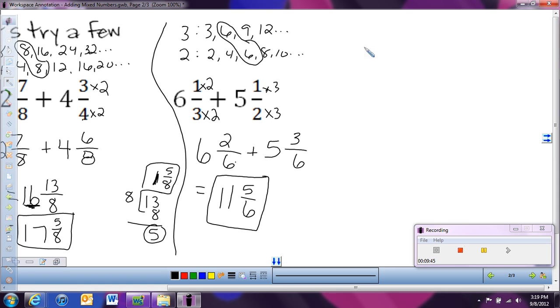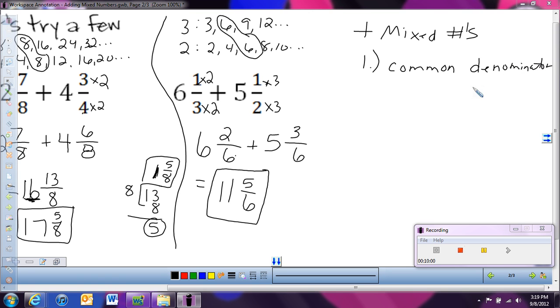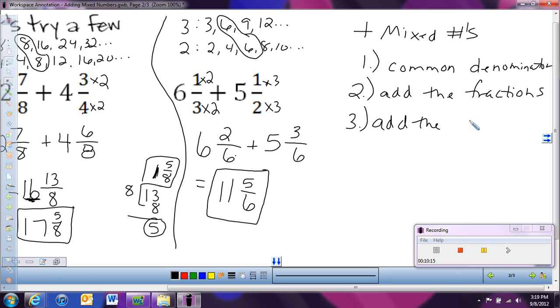So as a recap, when we're adding mixed numbers, we have 4 steps. Step number 1 is to get common denominators. No matter what, when we're adding fractions, we have to have common denominators, so that's the step we always start with. Step 2, we're going to add the fractions together, remembering that the denominators stay the same, we're just adding the numerators. Step 3, we're going to add the whole numbers.